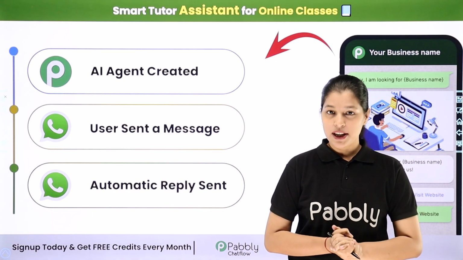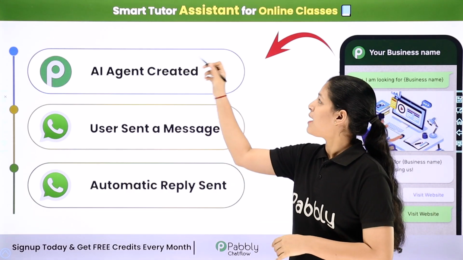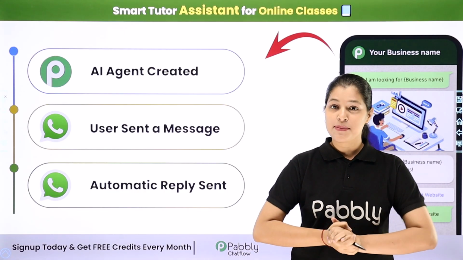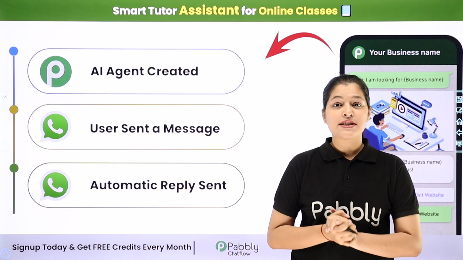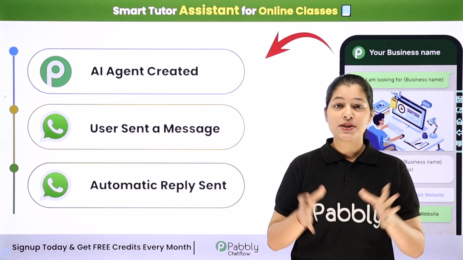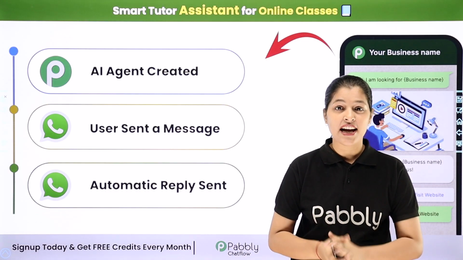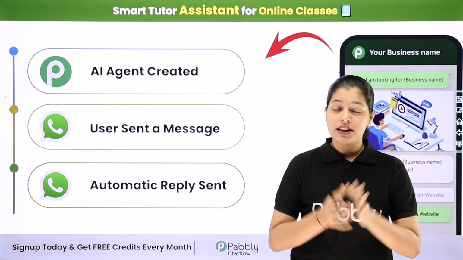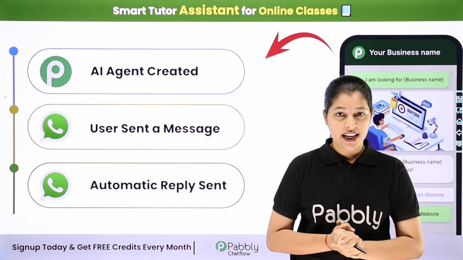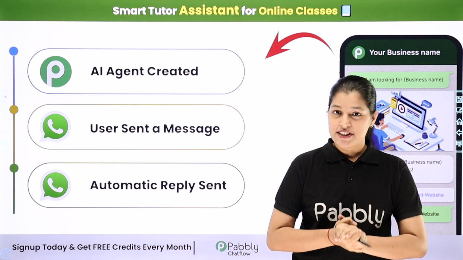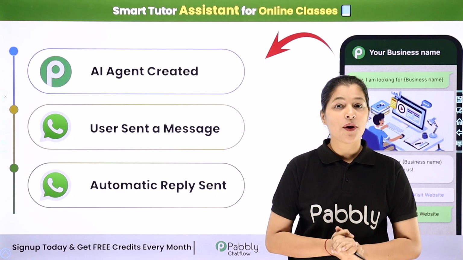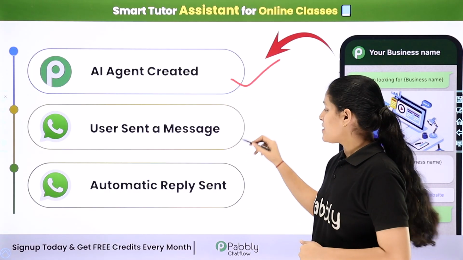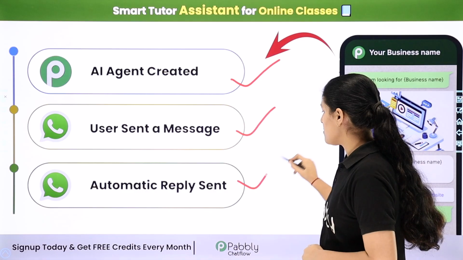In this video we are going to learn how to create a smart tutor assistant for online classes, and we are going to do this by using Pabbly Chatflow. This AI assistant is going to respond to my customer or student queries 24/7 while I'm busy or unavailable, and it is going to answer them on the basis of the knowledge base I have provided to it, which contains details of my business. Firstly, in this video we are going to create an AI agent or AI assistant, and now if a user sends a message, an automatic reply will be sent to them.